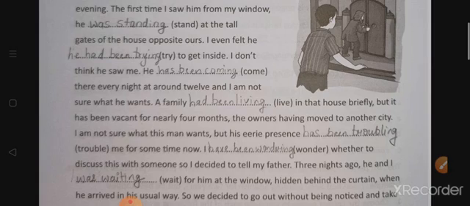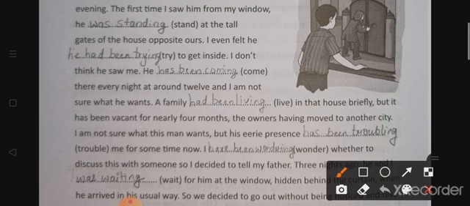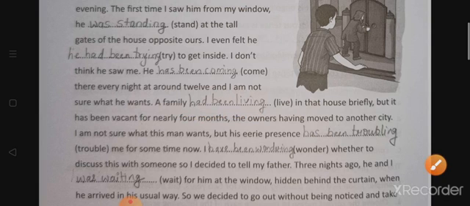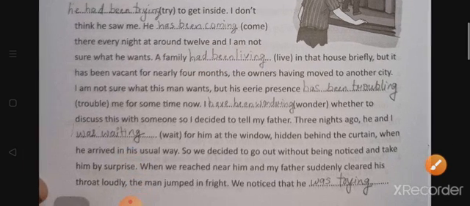A family dash live in that house briefly, but it has been vacant for nearly 4 months. The owners having moved to another city. So one action happened, that is a family lived over there, right? But now that place is empty. So a family used to live there earlier. And that's why we have used over here past perfect continuous tense. A family had been living in that house briefly, but has been vacant for nearly 4 hours.